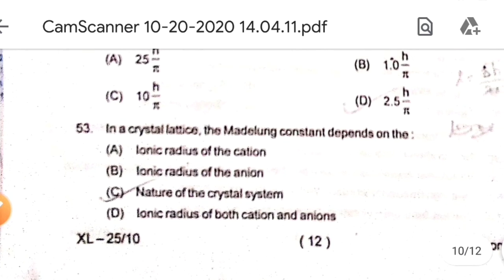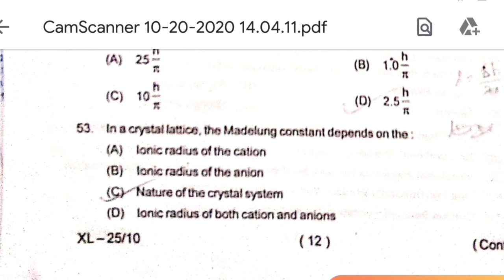So the question number 53, in a crystal lattice, the Madelung constant depends on the ionic radius of the cation, ionic radius of the anion, nature of the crystal system, and the last one is ionic radius of both cations and anions. The correct answer for this question is C, because usually the Madelung constant depends upon the geometry of the crystal. As every crystal has a different arrangement, so it will define the nature of the crystal systems.